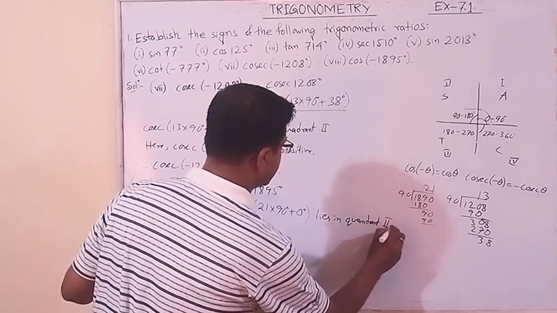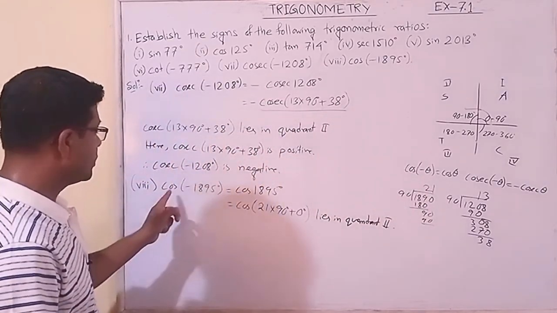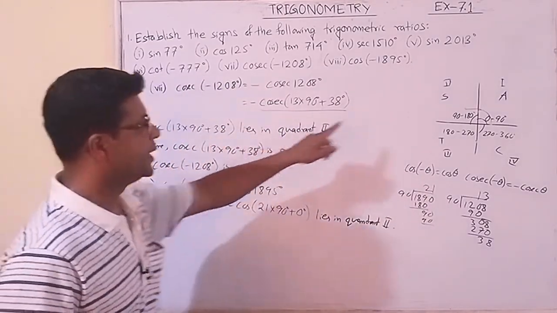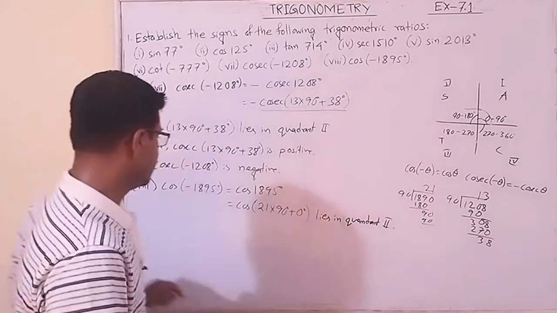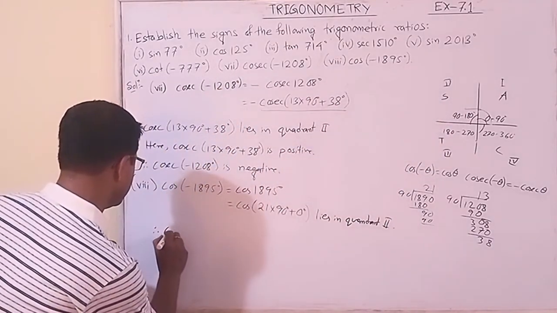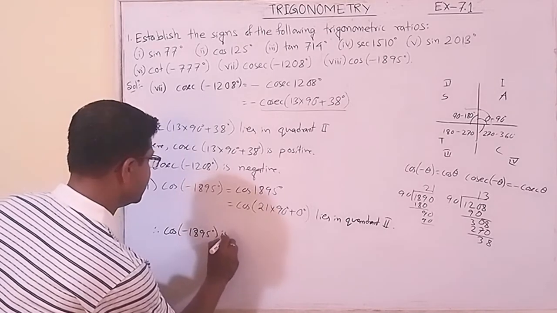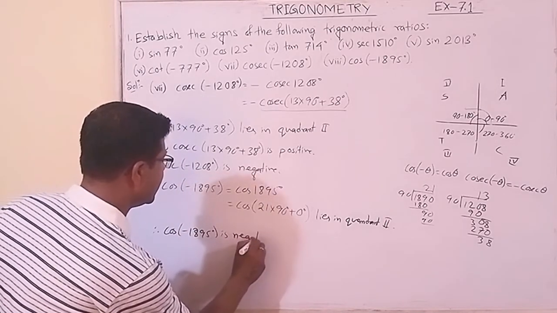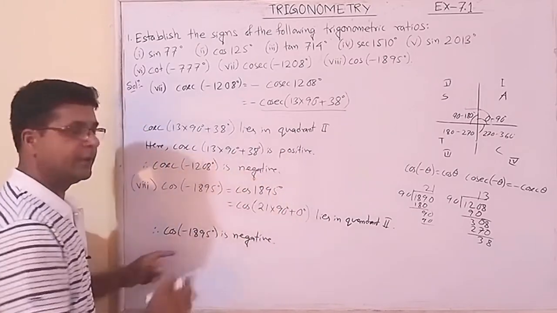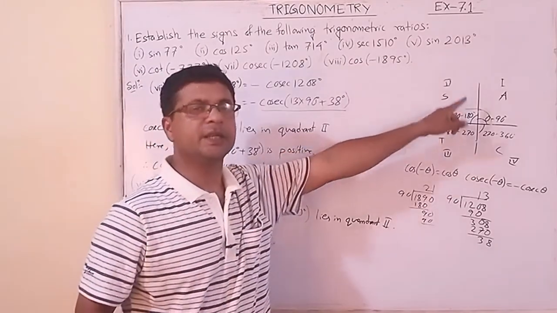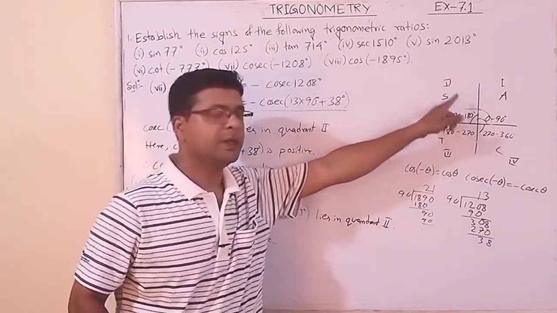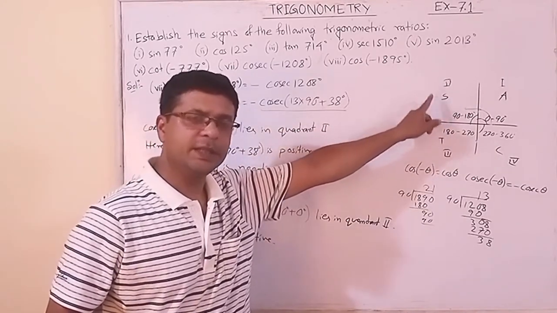Now in quadrant 2, is cos positive or negative? Here only sine is positive. So therefore cos of minus 1895 degree is negative. Why is it negative? Because it lies in the second quadrant, and in the second quadrant only sine is positive. Cos is not positive, cos is negative.